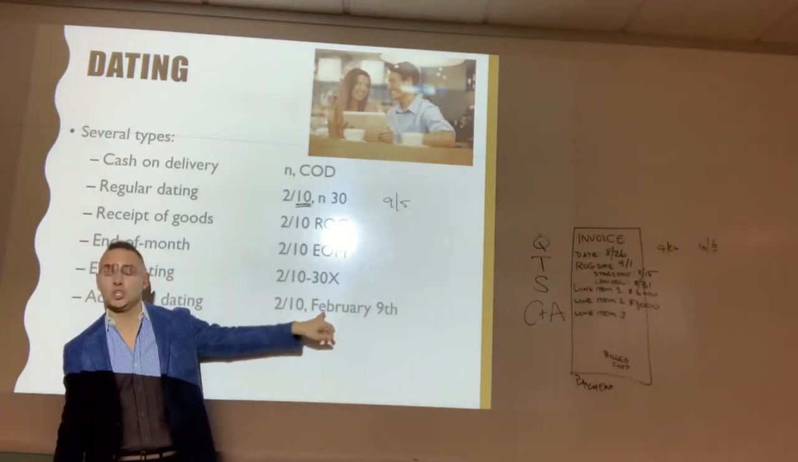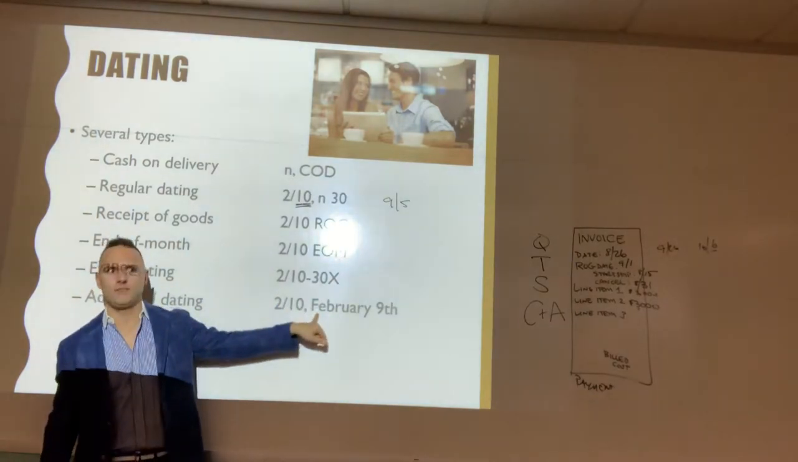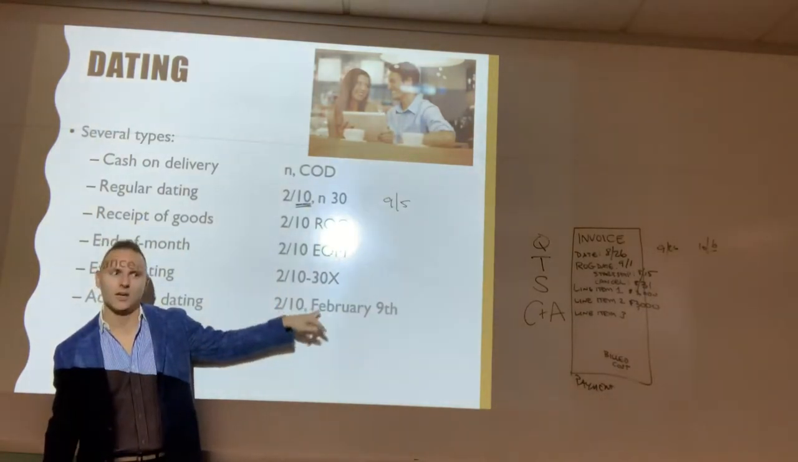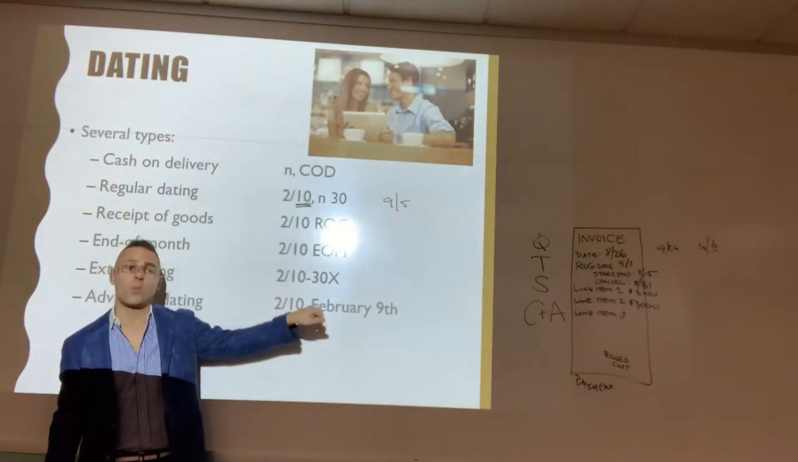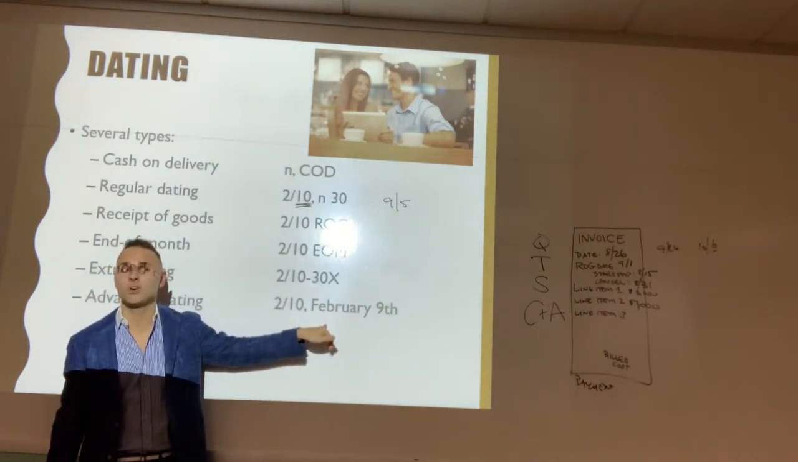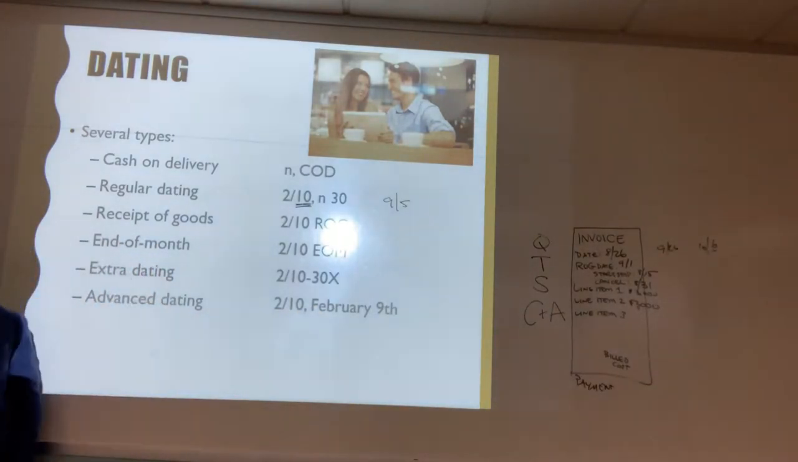See? And they're usually two totally different months. I want the merch in August, but I want the payment in February. That's maybe a stretch, right? Or I want the merch in December, but I want payment in February. I want this to come out of February dollars, okay? That's what this one is, advanced dating. It's just negotiating a specific month to pay the bill in.